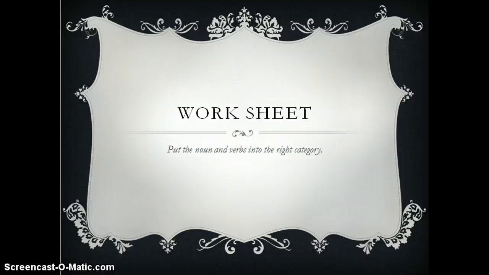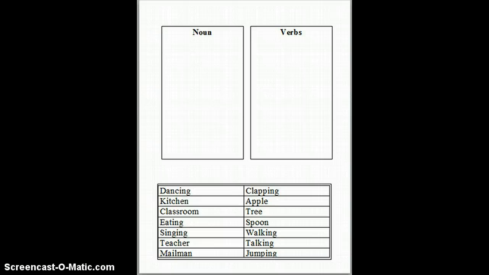I'm going to be handing out a worksheet. I want you to work independently on this worksheet to put the nouns and the verbs in the correct category. This is the worksheet that I would be handing out, and each student would put down the words from the word bank in the correct category. For example, they would put dancing in verbs, and kitchen in nouns, and so on and so forth.